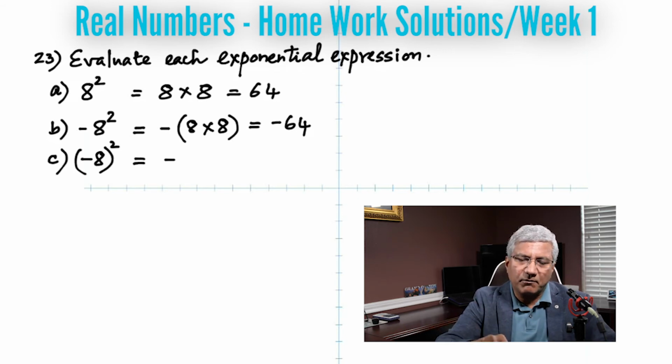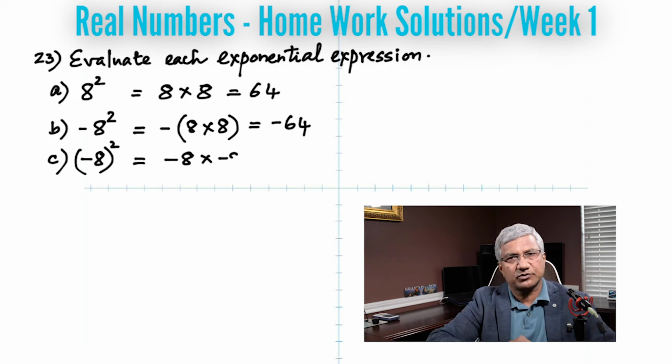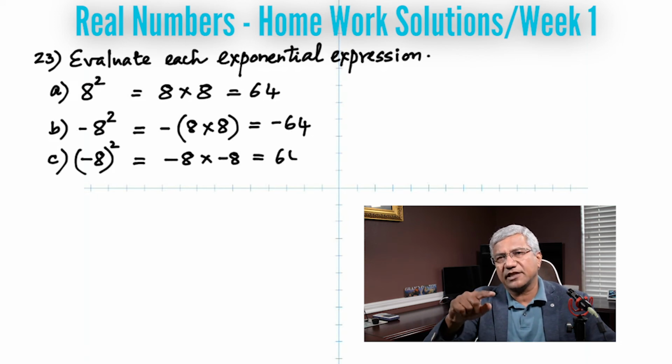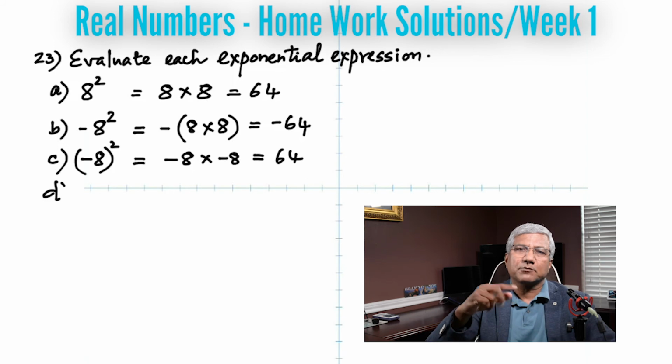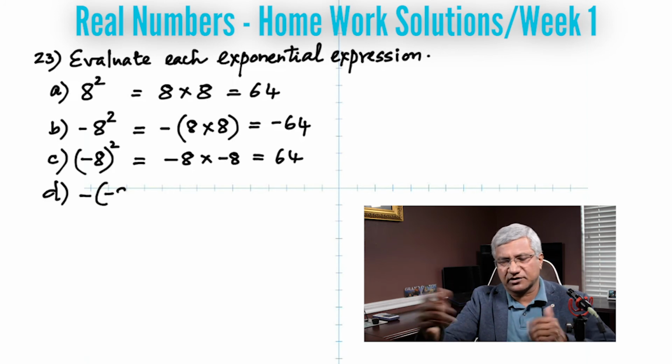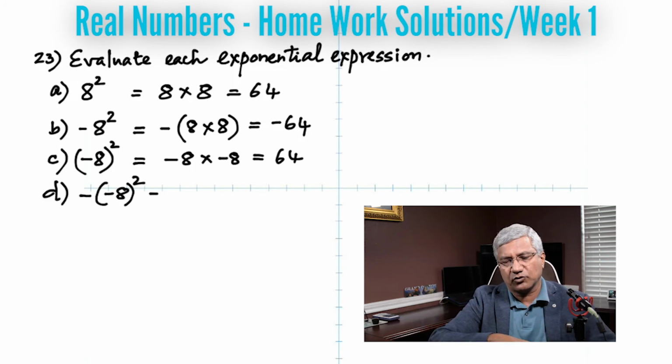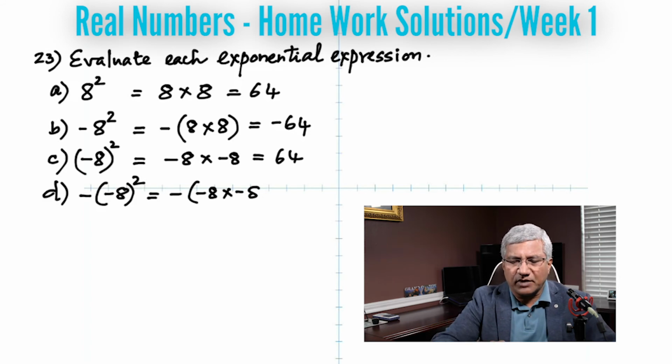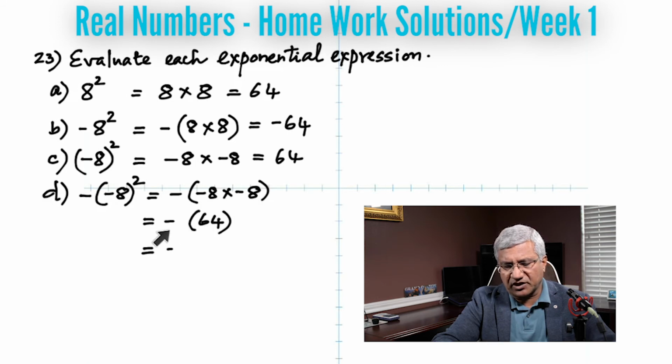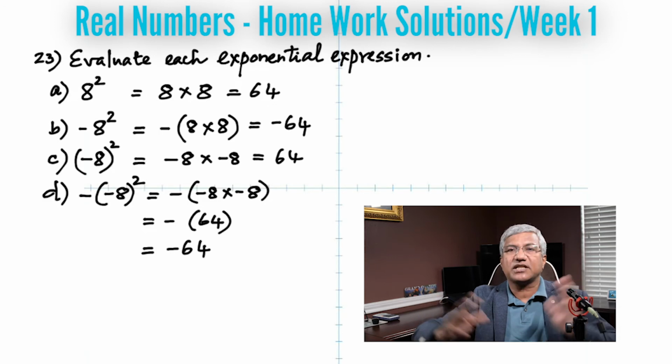But look at C. Now you have minus 8 whole squared. So that means it's minus 8 times minus 8. Product of a negative and negative gives positive. That's why it's positive 64. All right, look at D. So you have the minus outside and then you have minus 8 times minus 8. This gives positive, but then you have a negative, so the final answer is negative.